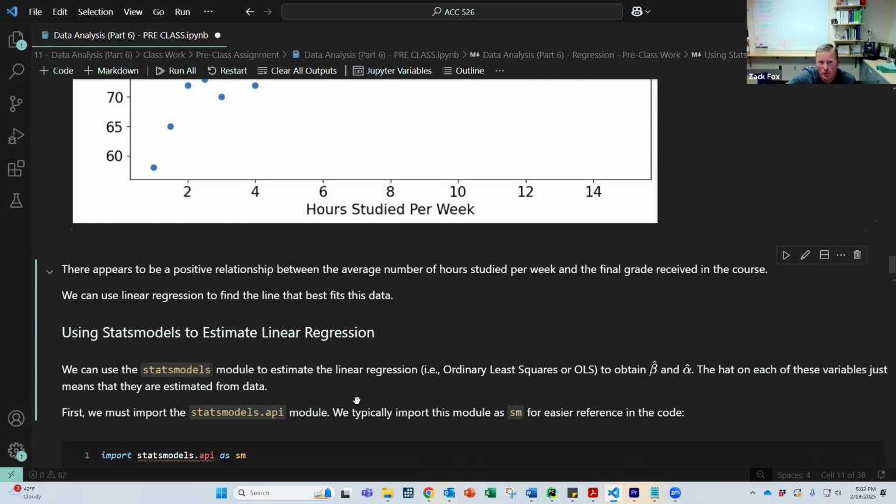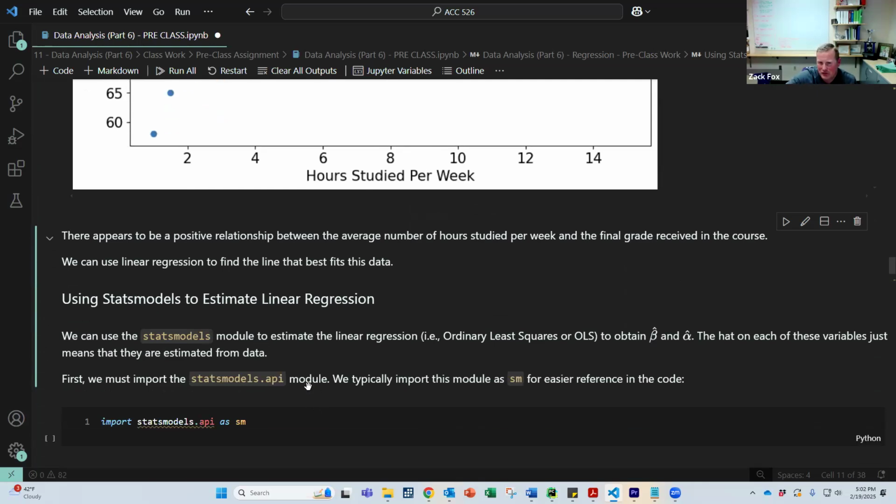Okay. So to do so, we're going to use statsmodels to estimate the linear regression. In other words, this linear regression is going to be an ordinary least squares, or OLS. I'll say OLS a lot, to obtain beta hat and alpha hat. The hat on each of these variables just means that they're estimated from the data, right? So these are our estimates. Okay, they're predicted from the data.